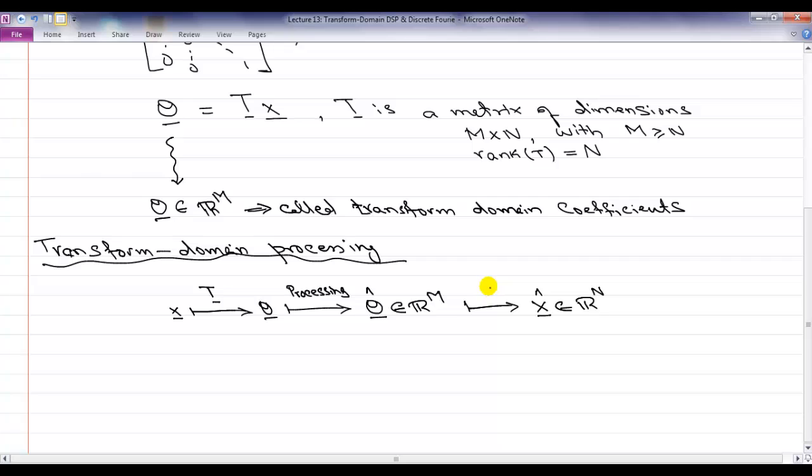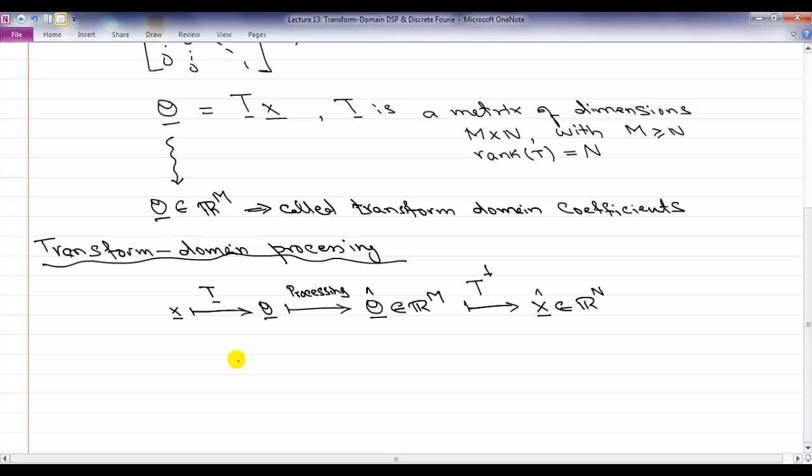And how you go back to the original domain is by taking what's known as the pseudo-inverse of your matrix. Remember, we are working with a matrix which is m by n. It is not a square matrix. We are saying m can be greater than n.